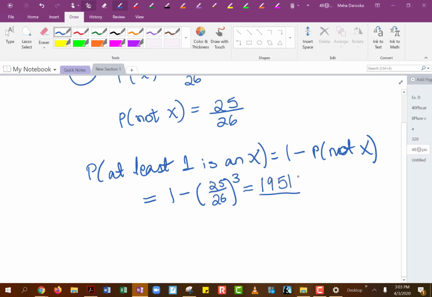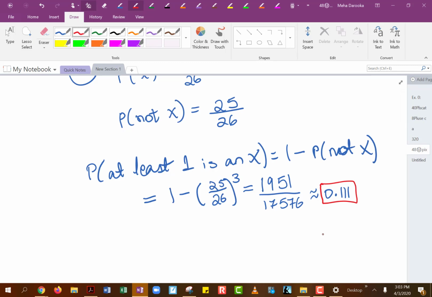1951 over 17,576. If you write this as a decimal, which is probably what we want to write it as, it comes out to be, in a rounded answer, 0.111, or approximately 11% if you want to think about it in percents. So that's a pretty slim probability, right? Because you are only getting a probability of, like I said, approximately 11%.